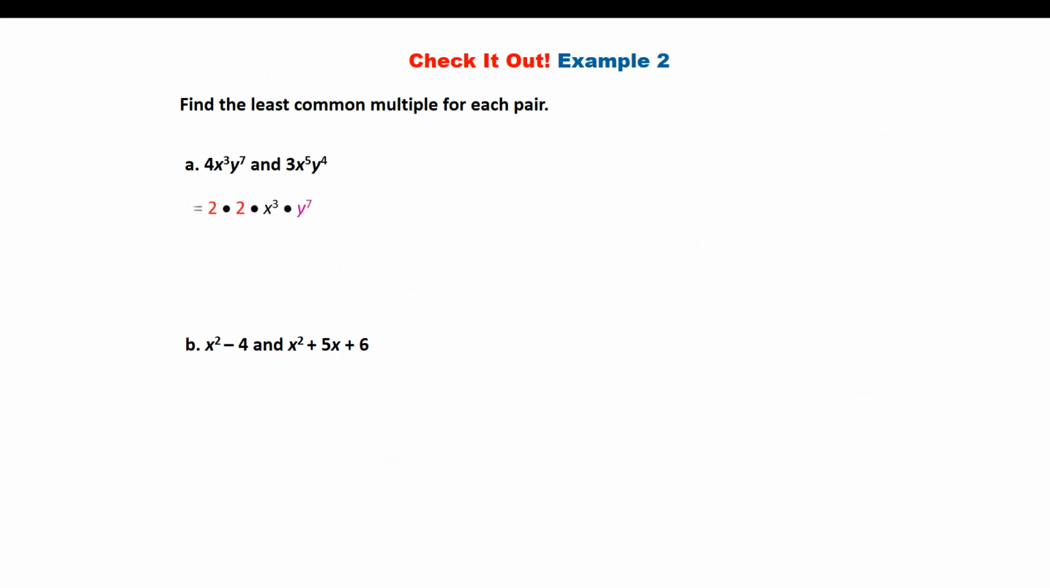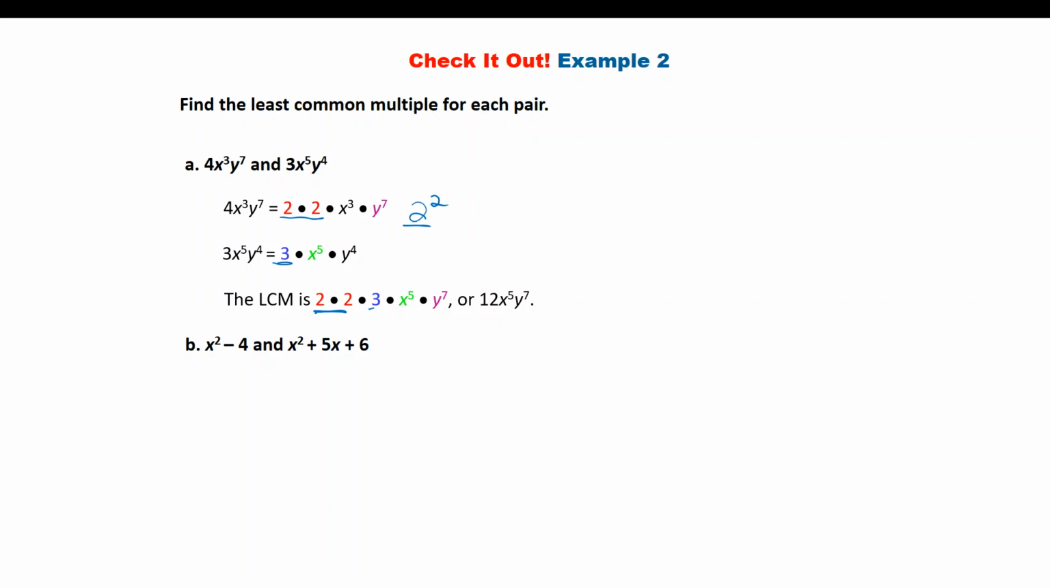Okay, so on this one, let's take a look for our 4 x to the 3rd y to the 7th. 4 is made up of 2 times 2, which is 2 squared. I'll go ahead and write that up there. And our other one is 3 x to the 5th y to the 4th. So we're going to take our highest of each. So I've got a 2 squared right here.